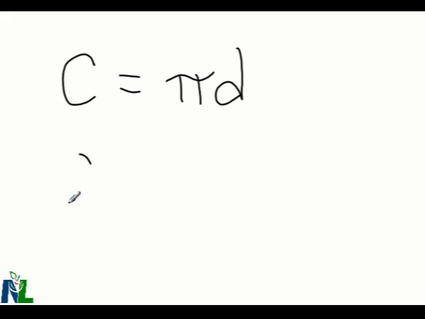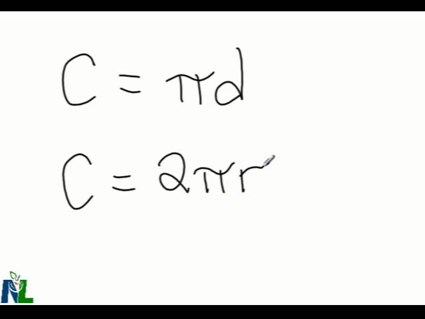So in summary, we're going to take a look at the two formulas we're going to be using. It is the circumference is pi multiplied by the diameter, or the circumference can be worked out by using 2 multiplied by pi multiplied by the radius.